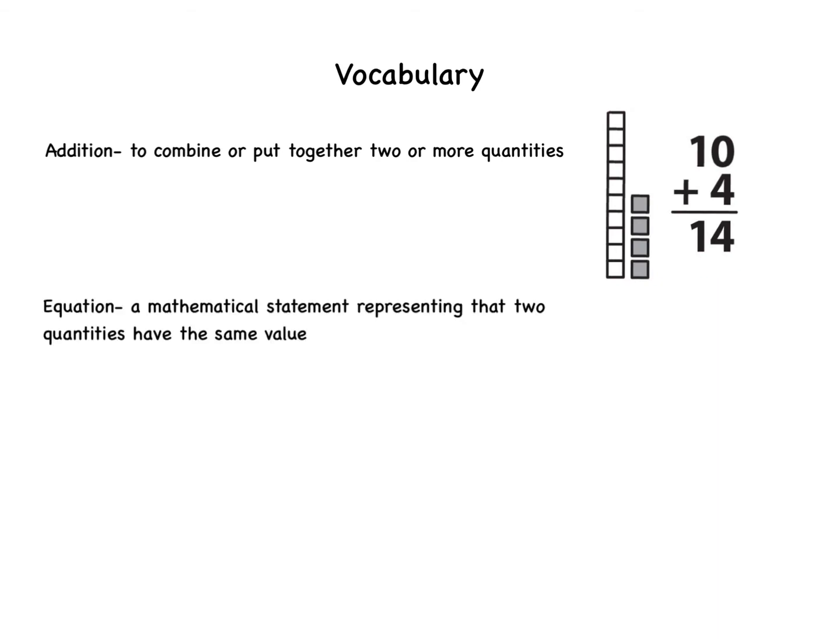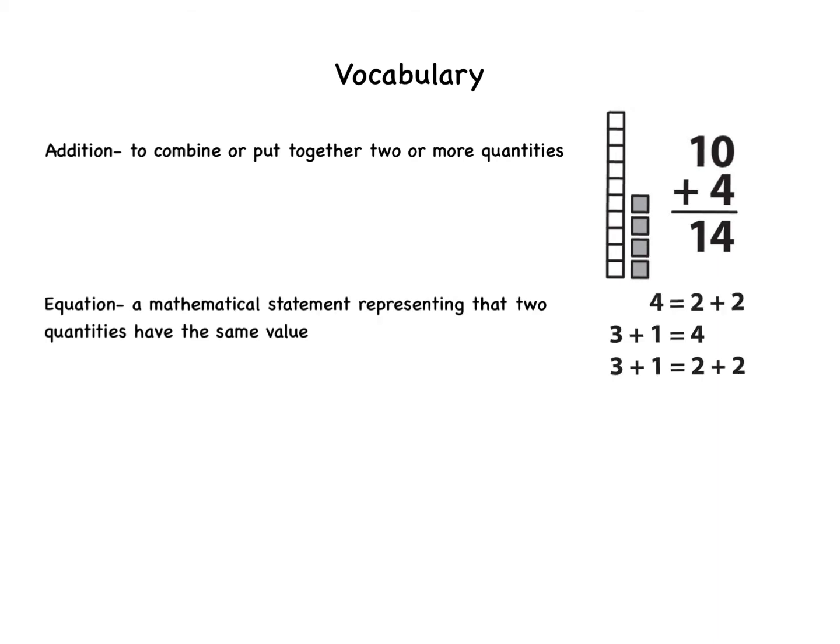Our next word is equation, which is a mathematical statement representing that 2 quantities have the same value. 4 equals 2 plus 2 is an equation, because on the left side of the equal sign we have 4. And the same value is on the right side, it's just written differently. 2 plus 2 equals 4. So we have 4 on this side and 4 on that side.